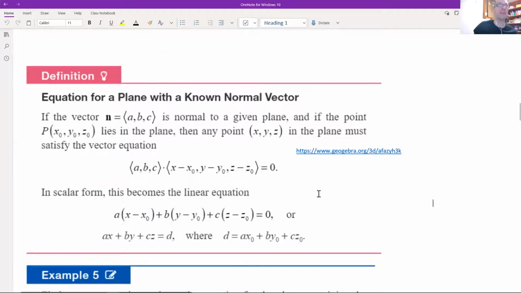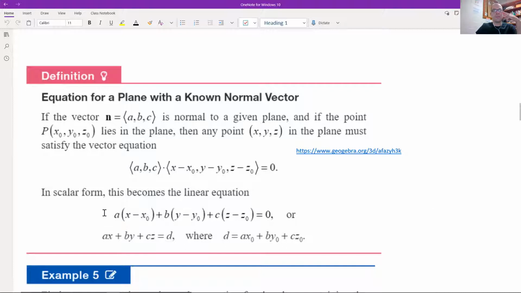Here we go. Definition now for a plane with a known normal vector. And regrettably, I haven't shown you guys this yet, but now we get the chance to do it. This is something that is super cool. Probably the way that you're most comfortable seeing a plane equation is just the scalar equation down here, where you've got coefficients on x, y, and z, and it equals some constant. That's standard form.